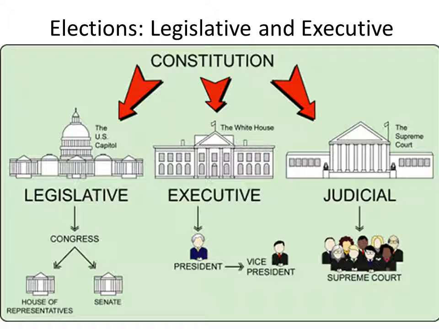The third branch of government, the judicial branch, those justices in the Supreme Court are not elected. They are appointed by the president and approved by the Senate. And all these rules are in the rule book of the United States, which is the Constitution.